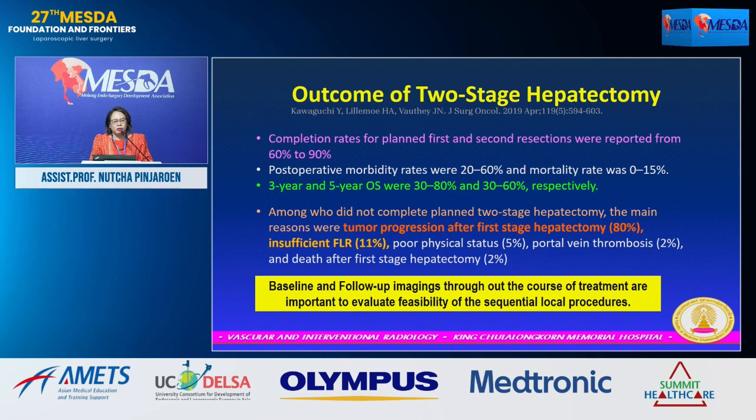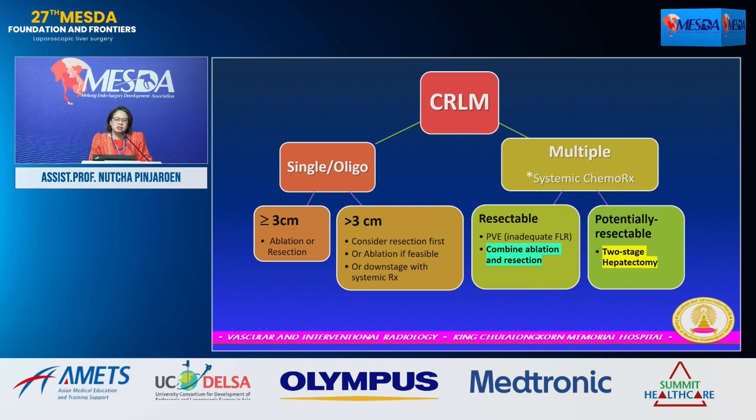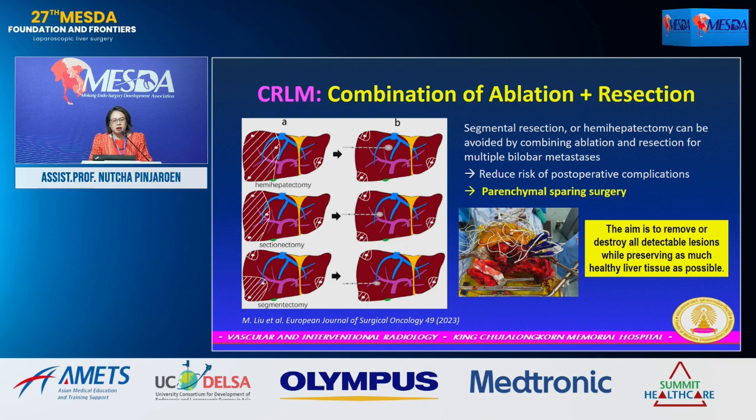And also, we need at least 3 to 6 months in order to plan all this treatment and do it step by step. And we need the baseline and also follow-up imaging throughout the treatment to evaluate the next step of the procedure. And this is the other simple way for multiple colorectal liver metastasis: the combination of ablation and resection. So for combination ablation and resection, mainly for parenchymal sparing surgery, which means we can spare the healthy liver tissue as much as possible.